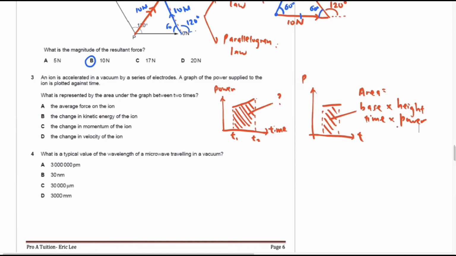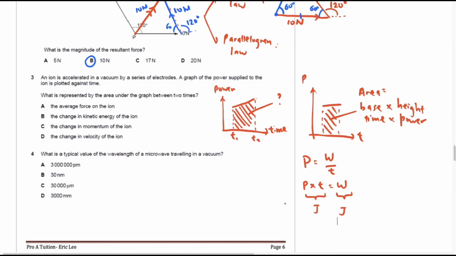Do you know the formula of power? Work done over time. Yes, correct. Work done over time. Power multiplied with time is basically work done, or power multiplied with time is something related to joule. Work done is in the unit of joule. Besides work done, it can be energy also. Energy is also in the units of joule.